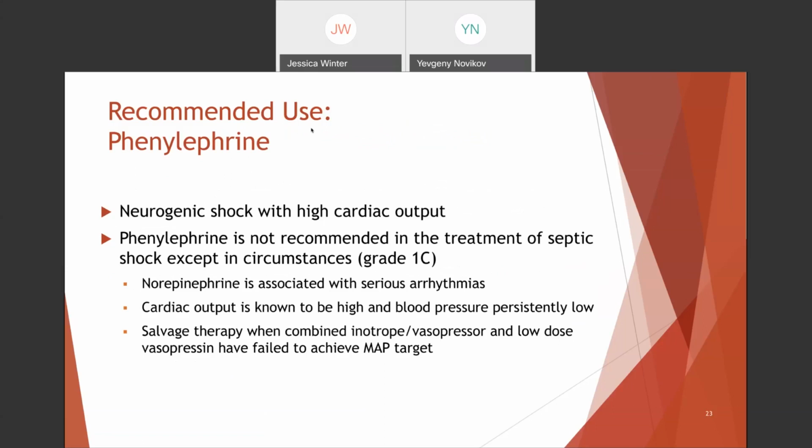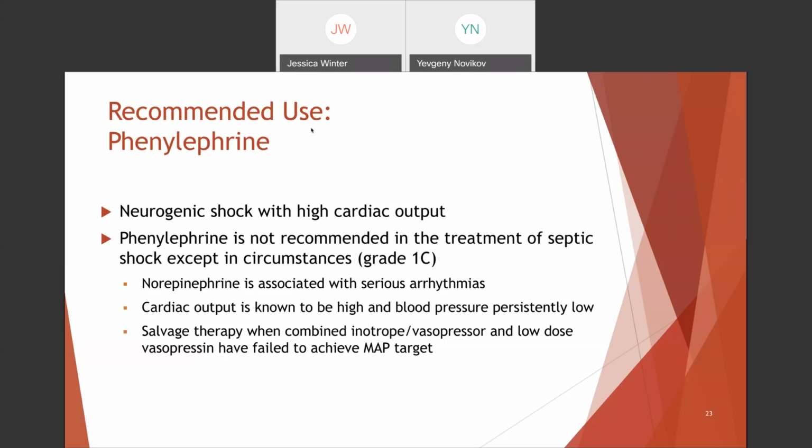It is not recommended to be used as a sole agent in septic shock, except in specific circumstances. It's really more of an additive agent like I previously mentioned. If norepinephrine is causing serious arrhythmias on its own, then you might need to switch to something like phenylephrine, but you have to be cautious with the reflex bradycardia. Or if norepinephrine isn't cutting it and you're already having proarrhythmic, proving that your cardiac output is very high, then you can consider adding phenylephrine on.